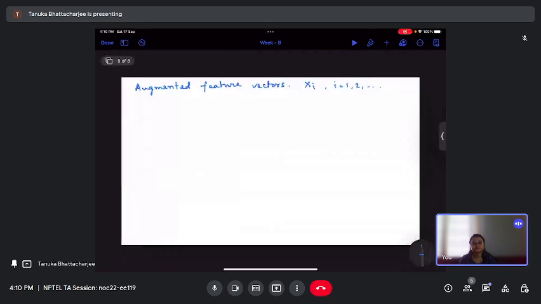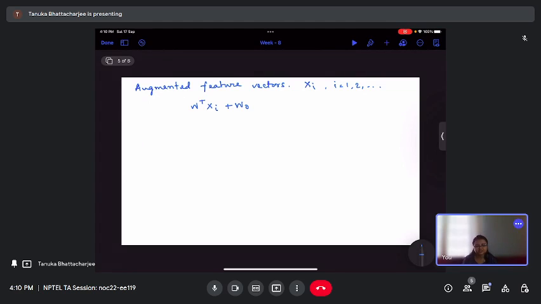These are the augmented feature vectors xi that you are taking, and let us say they belong to two different classes. Now, let us say w is your weight vector. The original expression for your discriminant function would have been w transpose xi plus w naught. You will see whether this is positive or negative or equal to 0, and based on that you will do the classification.